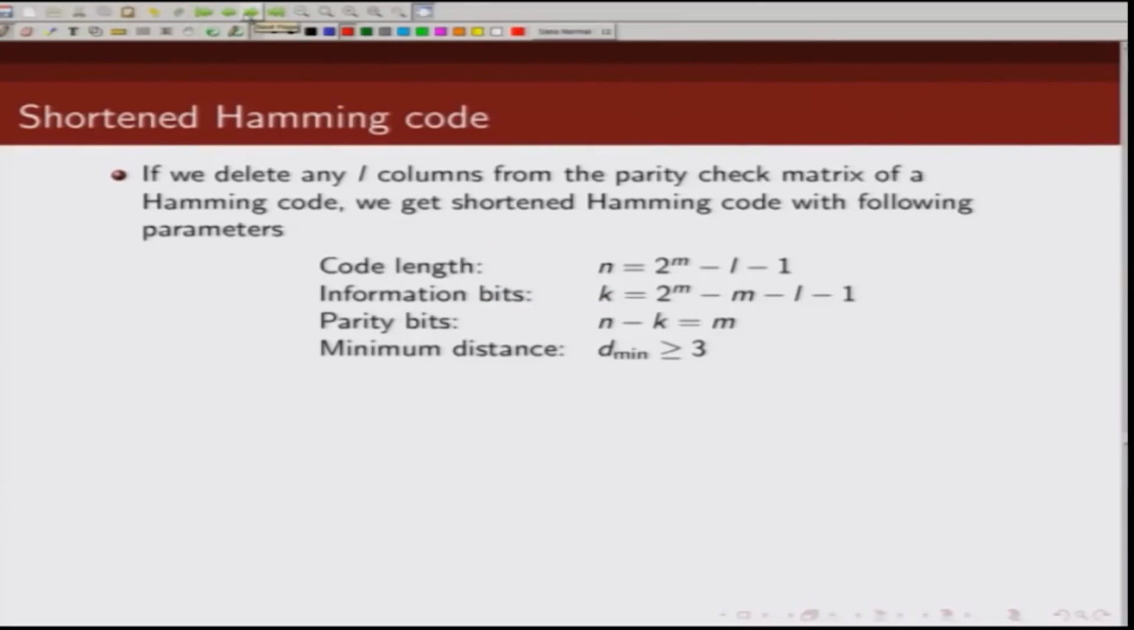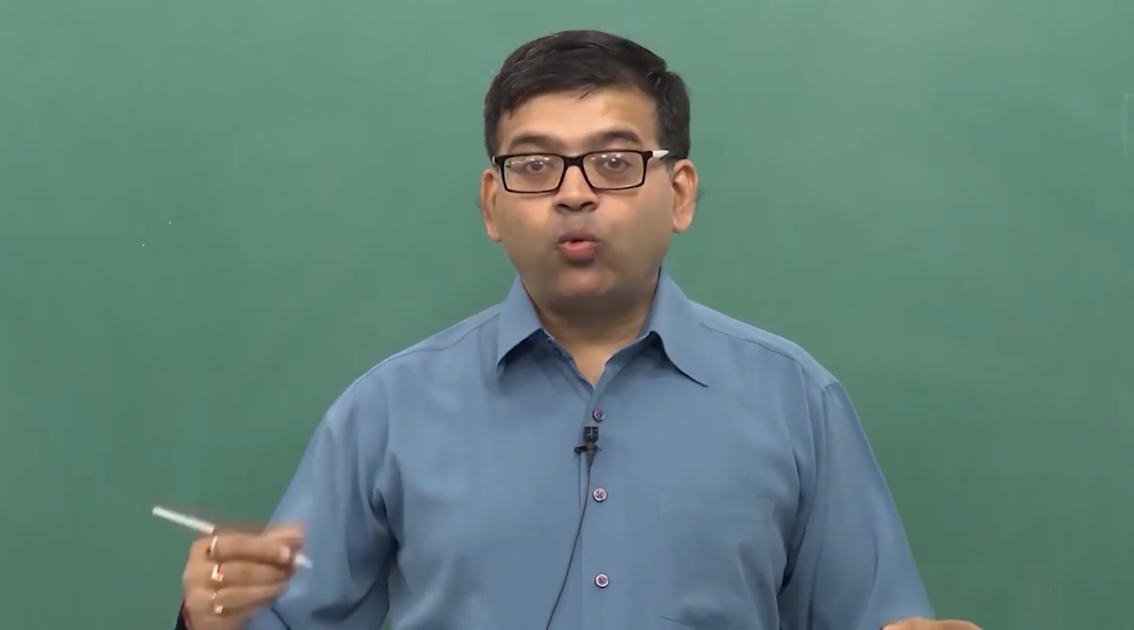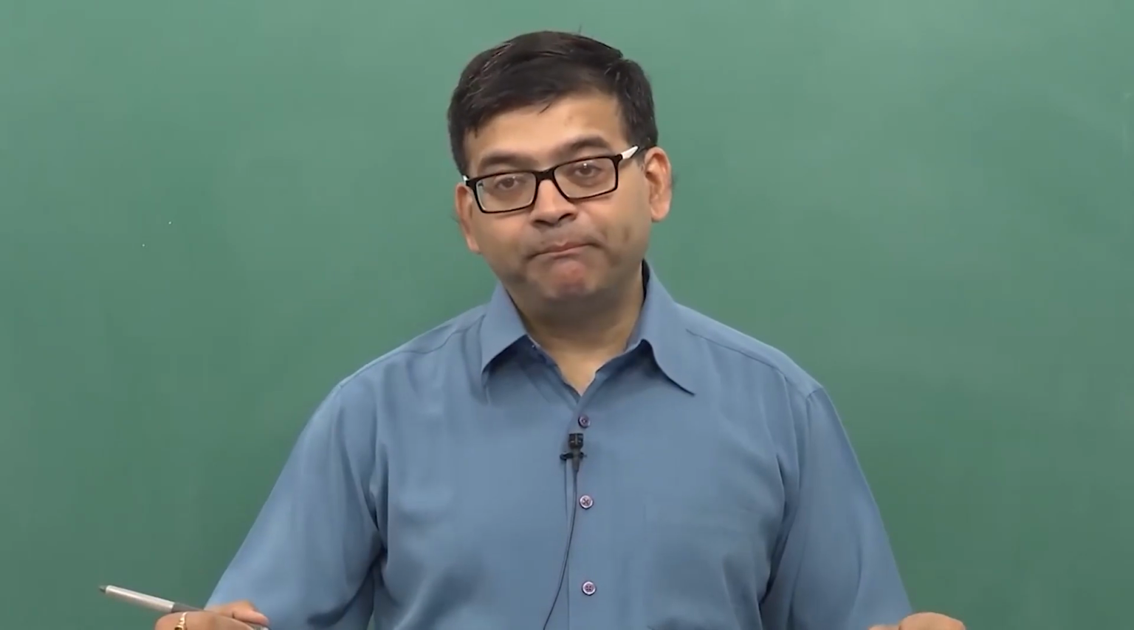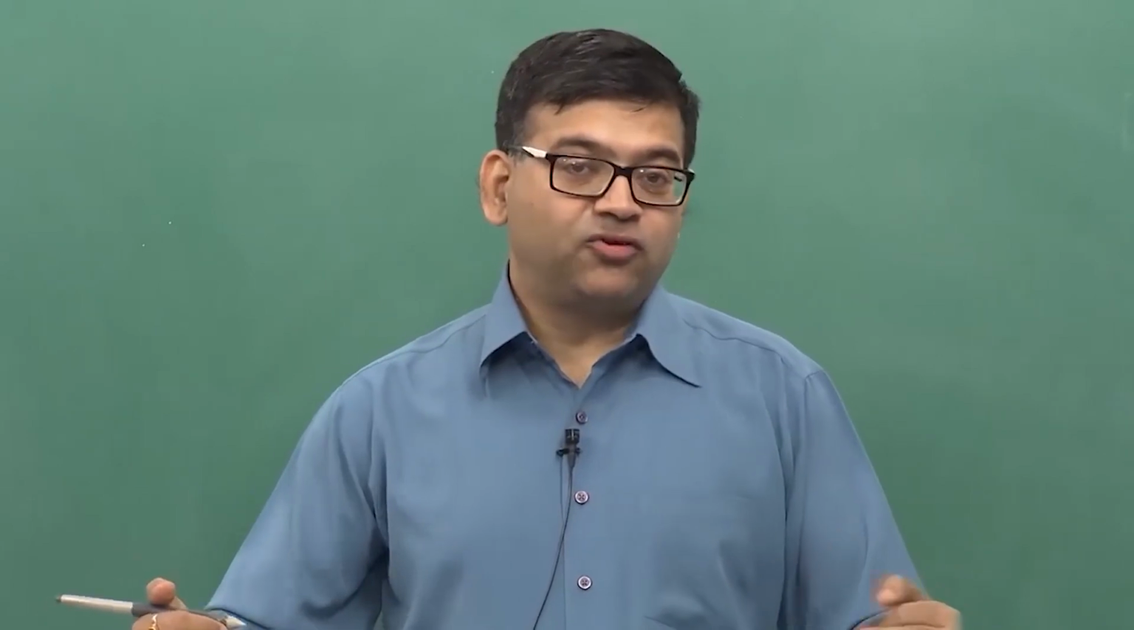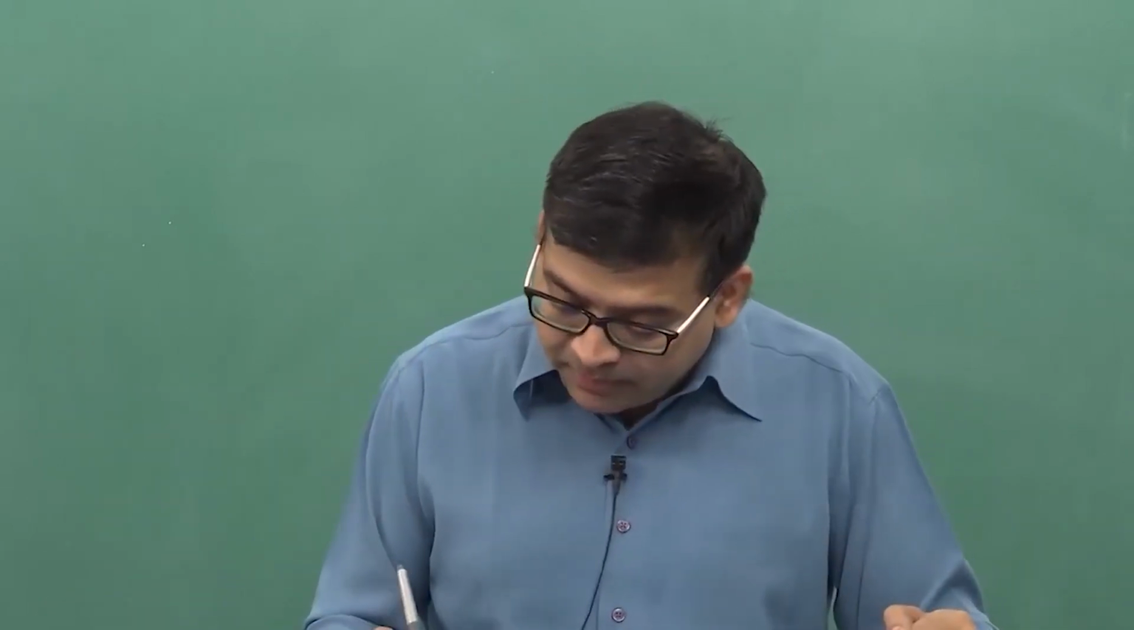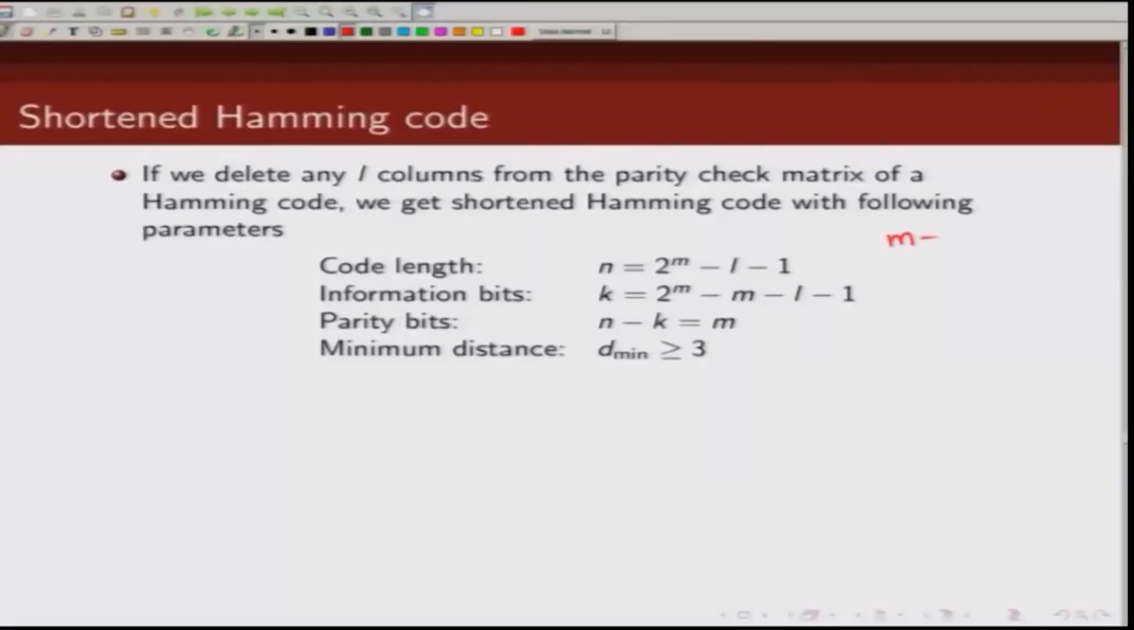Now, as I said before, in case of Hamming codes, once I fix my M, my code parameters are fixed. So, for example, the examples that we were dealing with, we had taken M equal to 3. So, the moment I fix M equal to 3, my N is fixed, it is 2 raised to 3 minus 1, that is 7.